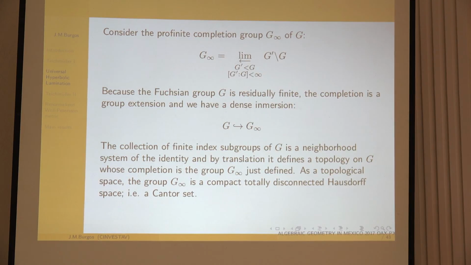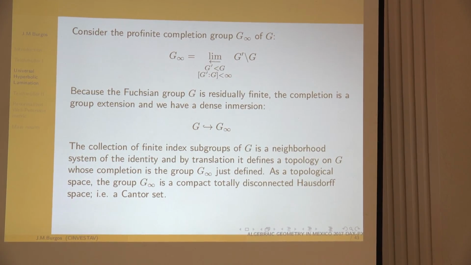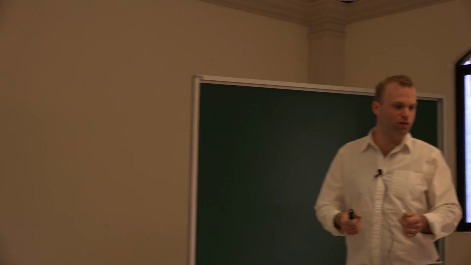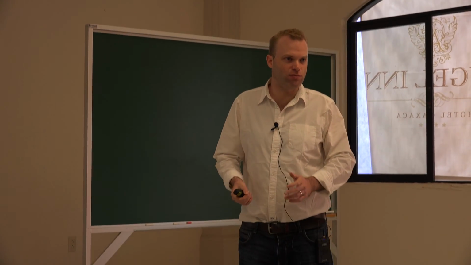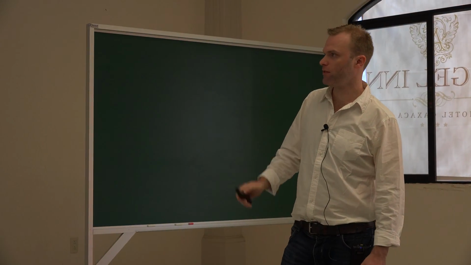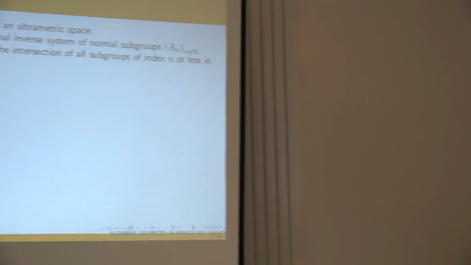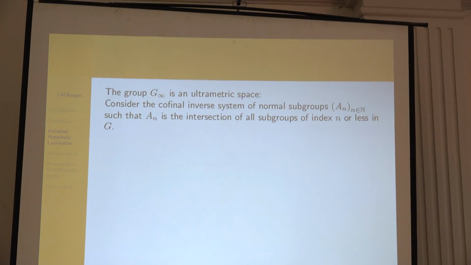And as a topological space, this is nothing else than a Cantor set. You can think of the Cantor set you like most, and G infinity will be homeomorphic to that because of the universality of Cantor sets. What really distinguishes one Cantor set from another is its group structure. Topologically, they are all the same. And the group G infinity is an ultrametric space. It has an ultrametric metric.